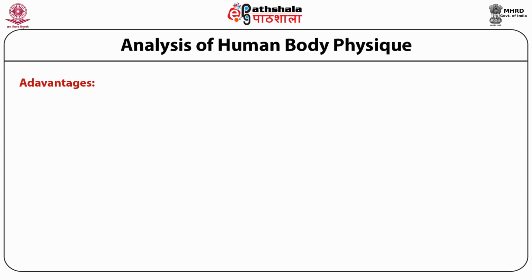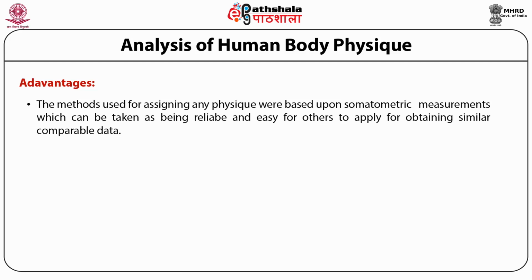Now, what were the advantages of Sheldon's method? The method used for assigning any physique was based upon somatometric measurements, which can be taken as reliable and easy for others to apply for obtaining similar comparable data. And the nature of the variation in physical traits was continuous.